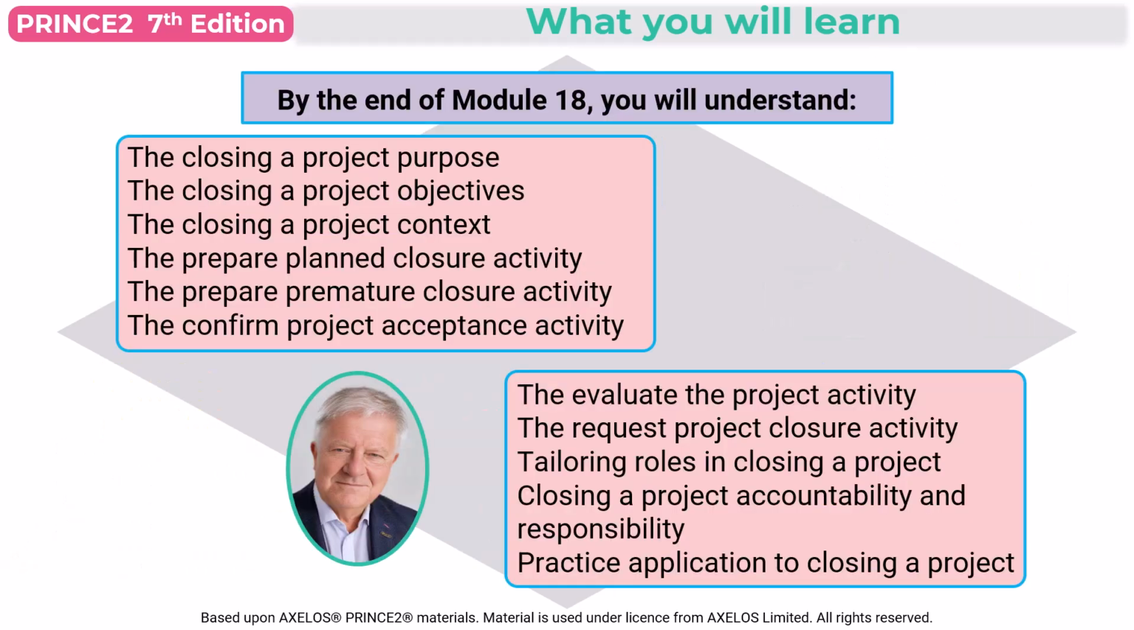So by the end of this final module, Module 18, you will understand the closing a project purpose, objectives and context. The prepare a planned closure activity. You'll understand the prepare a premature closure activity and understand what's involved in confirming project acceptance in the confirm the project acceptance activity. You'll fully understand the evaluate the project activity, the request project closure activity, and tailoring the various roles used within the closing a project process.